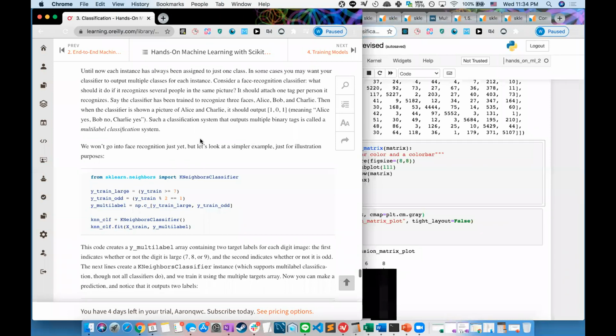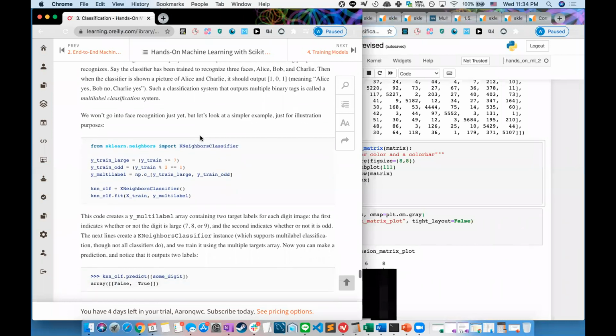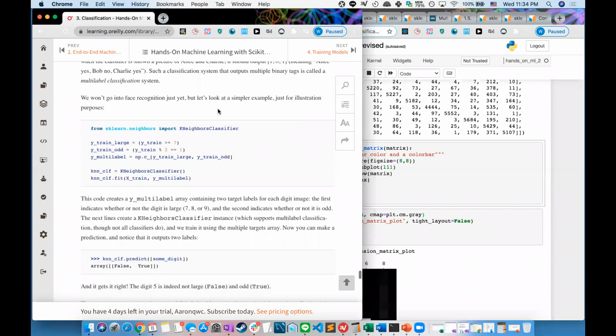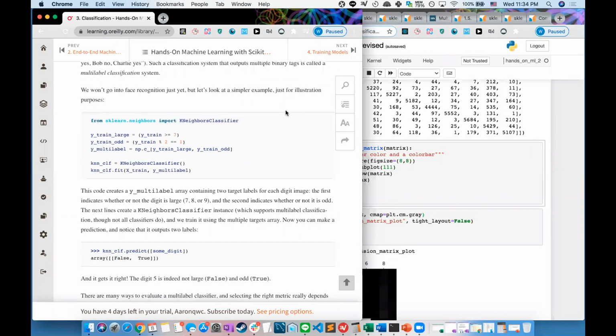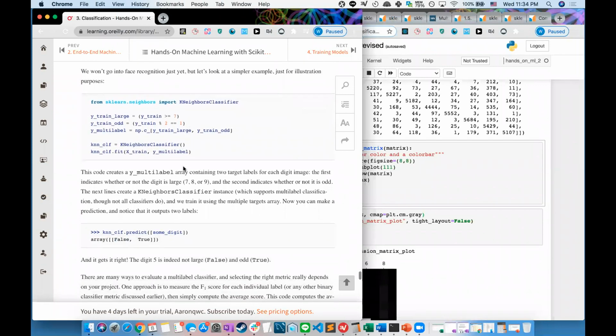multilabel classification system. We won't go into face recognition just yet. We'll just look at a simple example for illustration purposes. This is basically trying to first indicate whether or not the digit is large. So basically that's a condition on the labels. And the second indicates whether or not it's odd, and that's another condition.